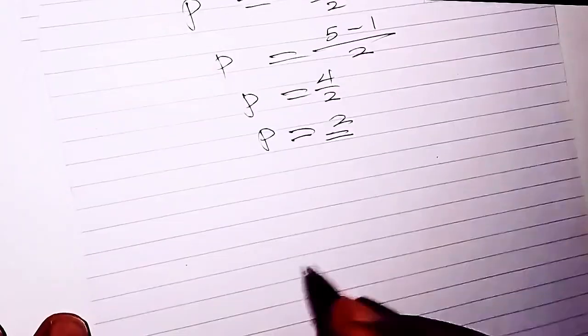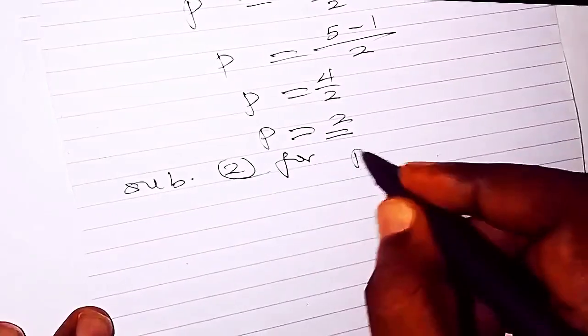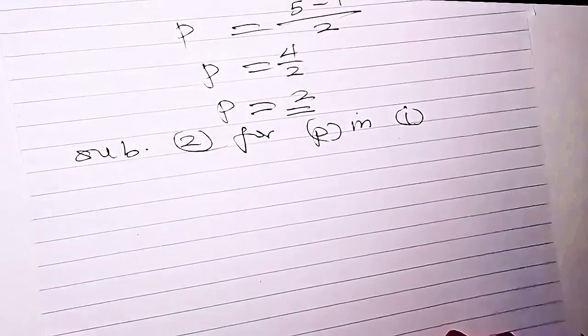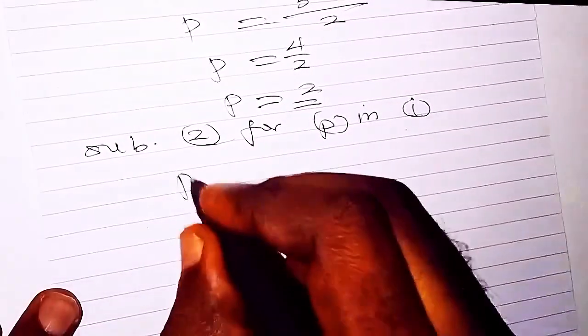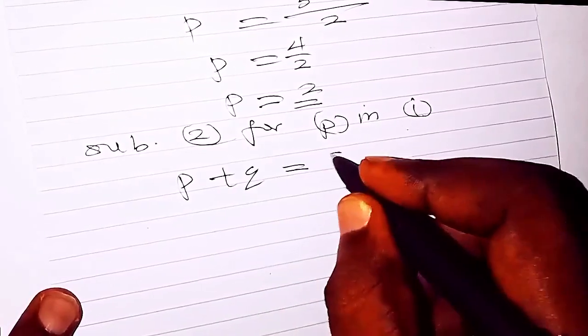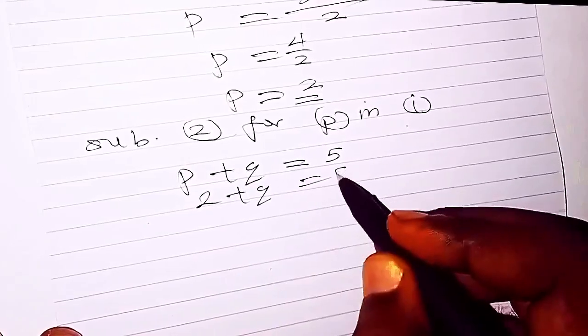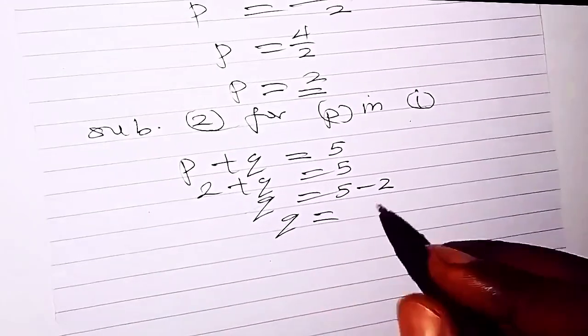And then we can go back and substitute now. We substitute 2 for p in any one of the equations. I think equation 1 will be pretty easier for us to handle there. That's p plus q equal to 5. That's equation 1. Now that p is equal to 2, we're having 2 plus q equal to 5. And of course, q is going to be 5 minus 2. And of course, q is going to be 3.